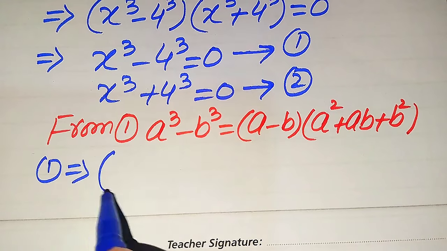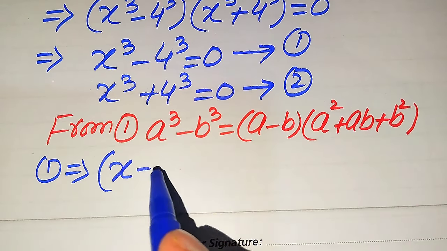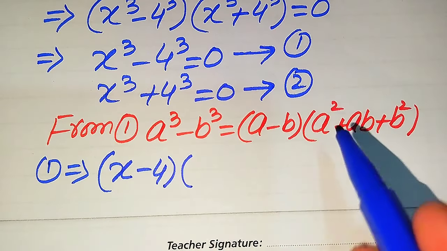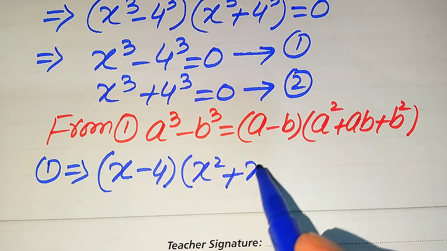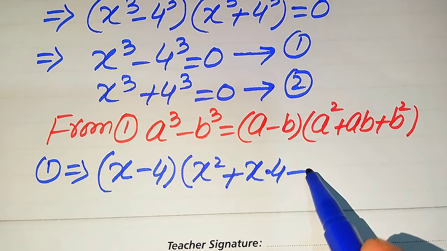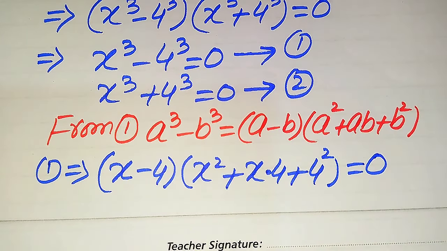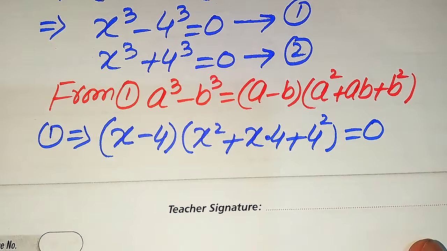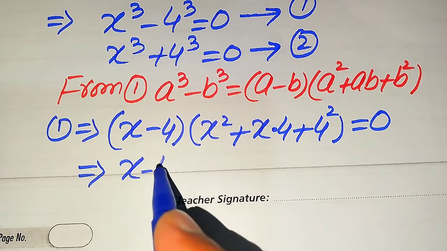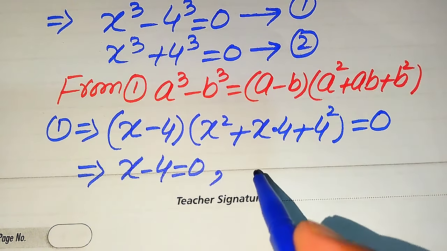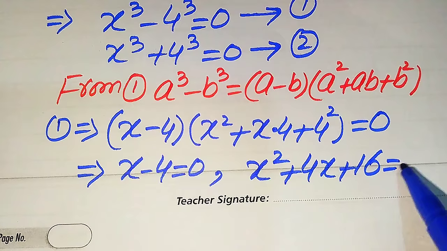So according to this formula we write equation number 1 as: first we have a minus b, where the value of a is x and the value of b is 4, times a square, so the value of a is x square, plus ab, where a is x and b is 4, plus b square, so b is 4 square, and this whole equation equals 0. So here we again divide this equation into two cases. The first case is we write x minus 4 equals 0, and the second case is we write x square plus 4x plus 16 equals 0.